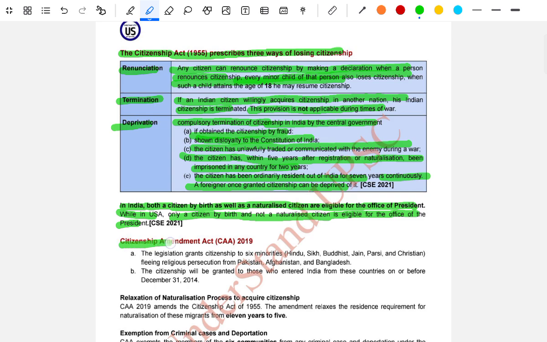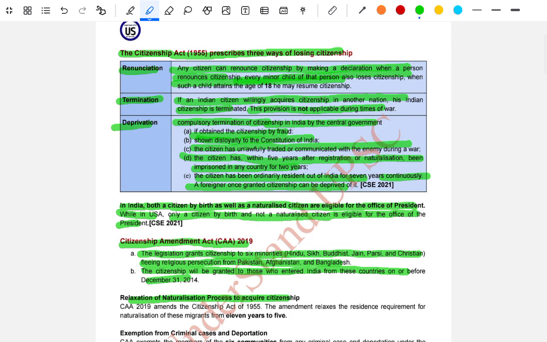The Citizenship Amendment Act 2019. The legislation grants citizenship to six minorities, Hindu, Sikh, Buddhist, Jain, Parsi, and Christian, facing religious persecution from Pakistan, Afghanistan, and Bangladesh. Citizenship will be granted to those who entered India from these countries on or before December 31, 2014.